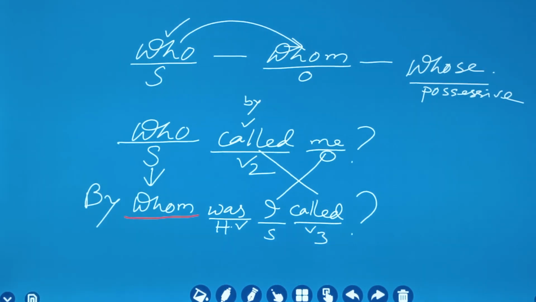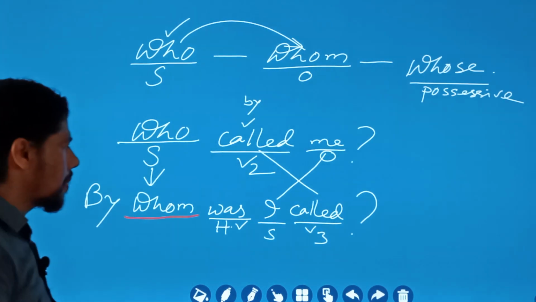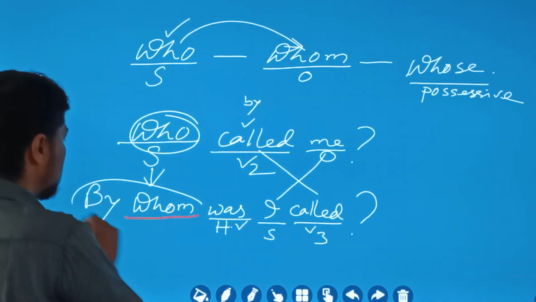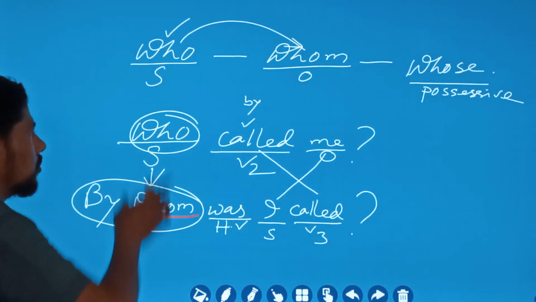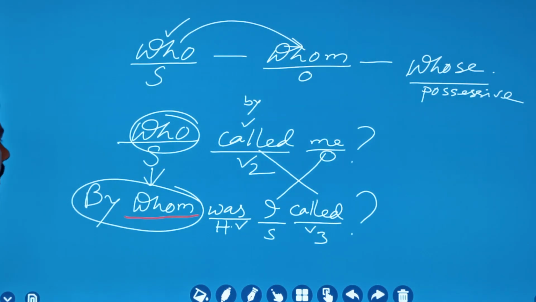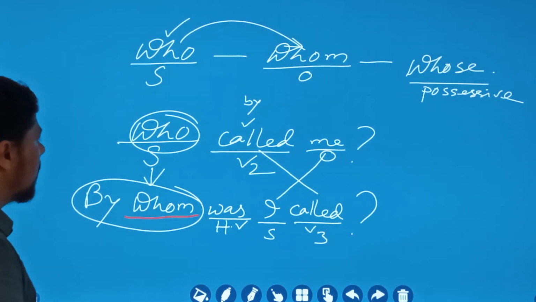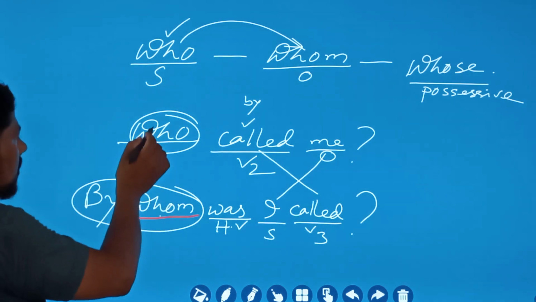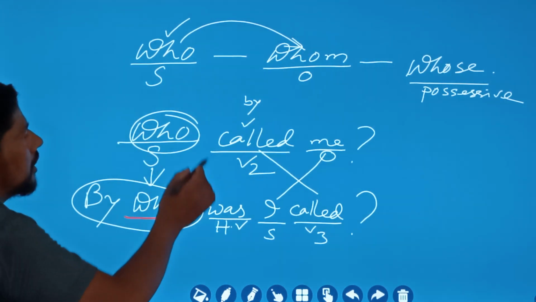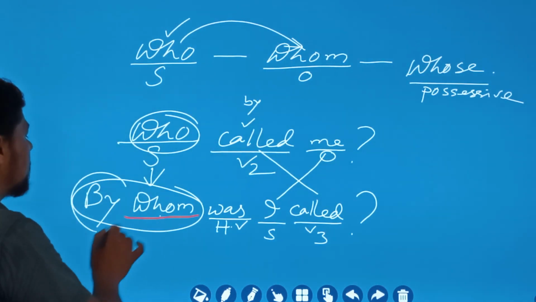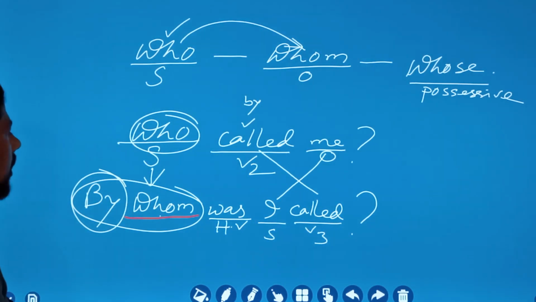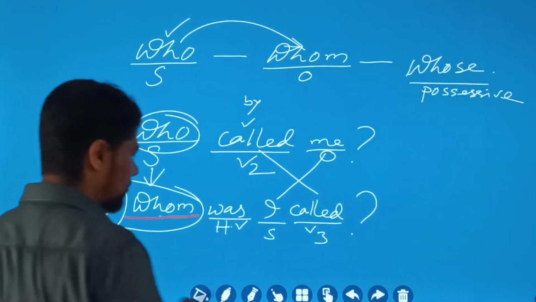Okay, so dear learners, I hope you have understood why who becomes by whom. Who becomes by whom because who is the subjective form and its objective form is whom, and that's why we are taking whom as the object. Before making the subject an object we need to take a preposition, and that's why the preposition by comes before whom. In this way who becomes by whom, or it may be different. Let's see another example.